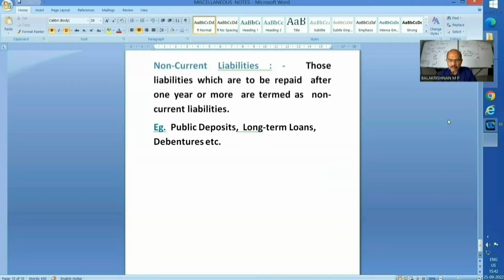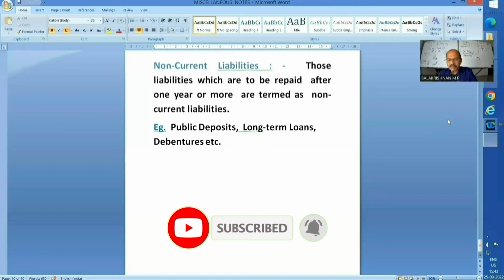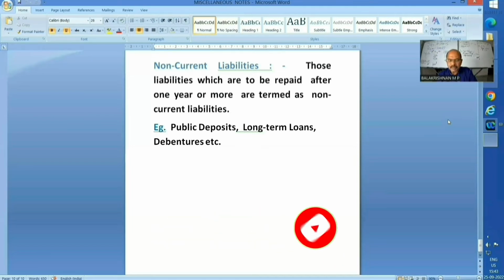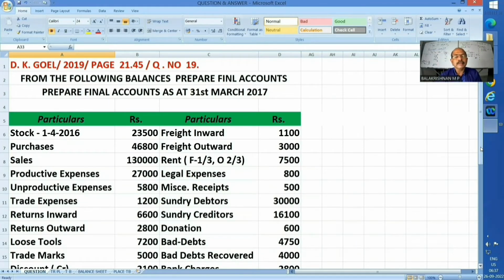You must be thorough with all these items so that your presentation of the balance sheet will be perfect. I told you how to go about the final accounts. First, prepare the trading account, the technique of which I explained, then the profit and loss account, that also explained, and now the balance sheet. If you do it in a systematic way, certainly you will get a tallied balance sheet and you will be able to marshal the items also. Okay, thank you.